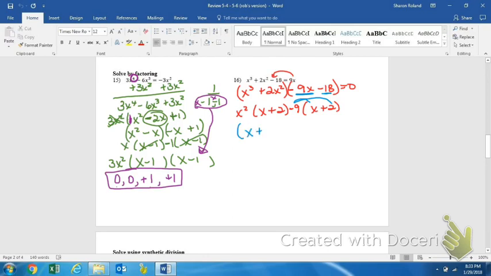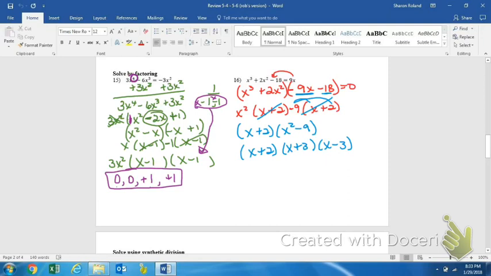So what's written twice is x plus 2. What's left over is x squared minus 9. X squared minus 9 is a difference of perfect squares. And so we're going to factor it again. That will be x plus 3, x minus 3.